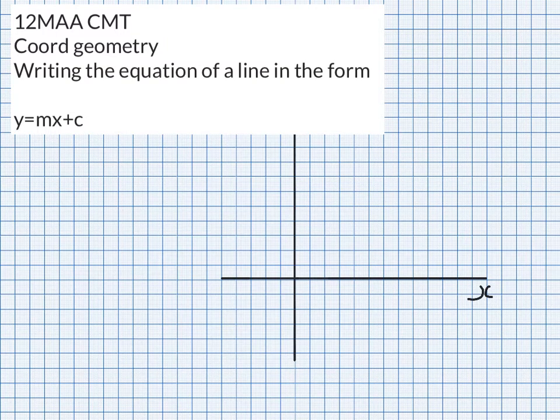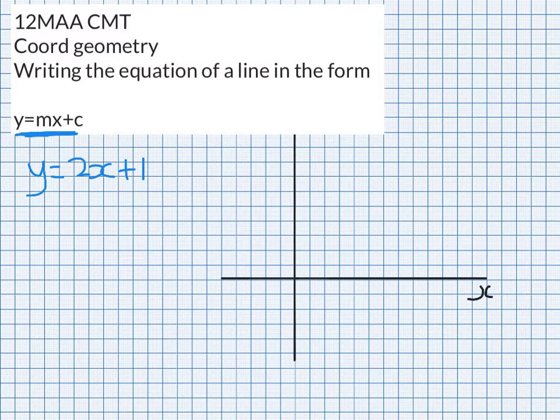In this video we're going to look at how we can write the equation of a line in the form that we're all familiar with, y equals mx plus c. So this is our favourite way to write lines because it lets me easily see how to draw them. Let's take an example, y equals 2x plus 1.